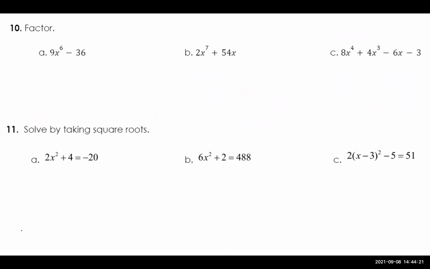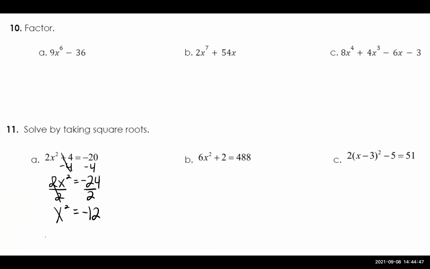And number 11, solve by taking square roots. With these problems, you'll notice that we only have an x squared. There's not an x squared and an x. So our goal is to first isolate the x squared. I'm going to start by subtracting 4 from both sides, and then dividing both sides by 2. So we have x squared equals negative 12.